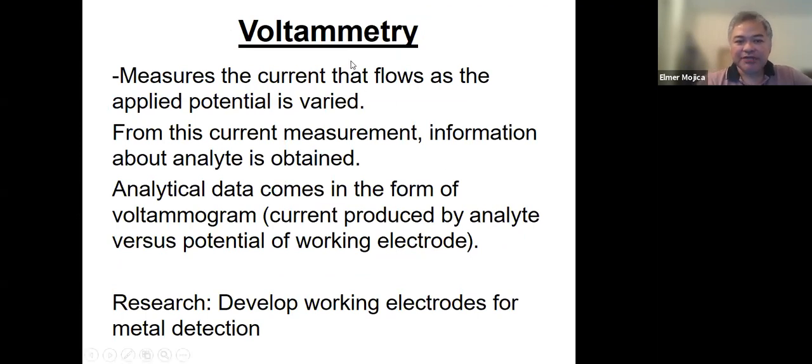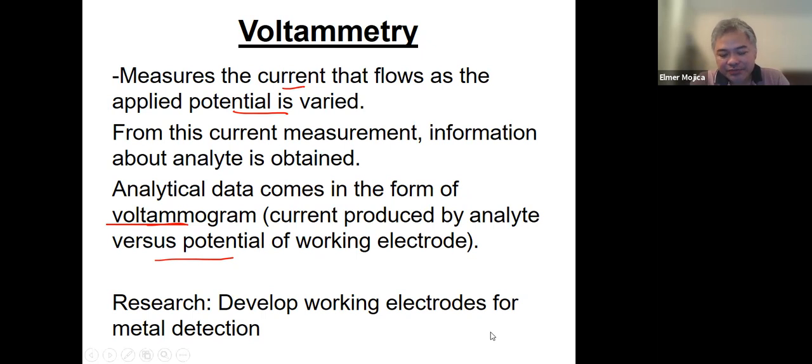Now, voltammetry measures the current that flows as the applied potential is varied. From this current measurement, information about the analyte is obtained. The analytical signal comes in the form of the so-called voltammogram, which is the current produced by the analyte versus the potential of the working electrode.